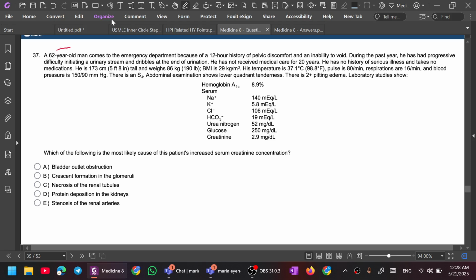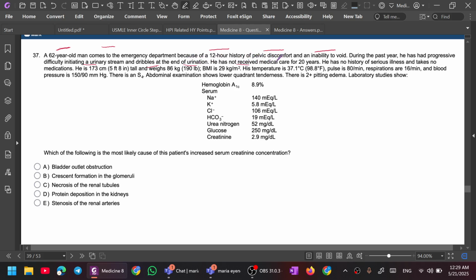Yeah. Okay, next. A 62-year-old man comes to the emergency department because of a 12-hour history of pelvic discomfort and inability to void. During the past year, he has had progressive difficulty initiating a urine stream and dribbles at the end of urination.